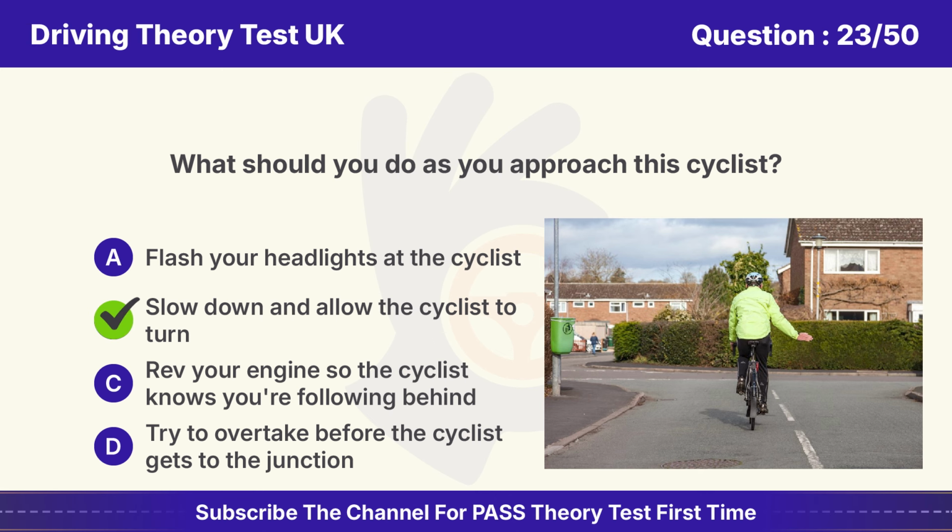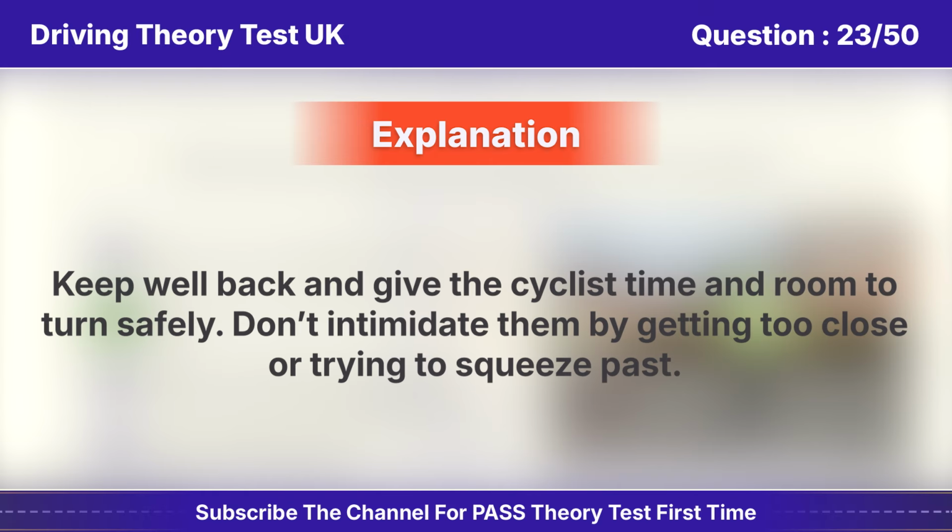Answer is B. Slow down and allow the cyclist to turn. Keep well back and give the cyclist time and room to turn safely. Don't intimidate them by getting too close or trying to squeeze past.